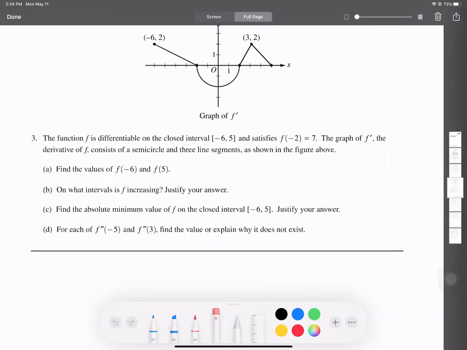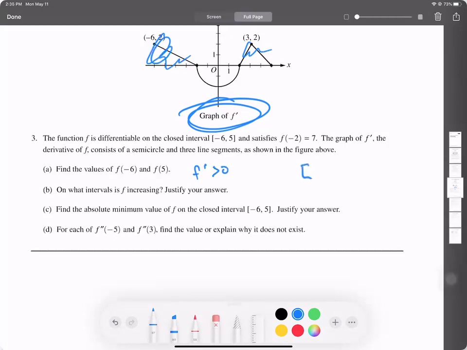Okay, on what intervals is f increasing? Increasing specifically is when f prime is greater than 0. Since this is f prime already, those are positive. F prime is greater than 0, that's why it's increasing. That's it, easy as that. Whether you do this or this, it doesn't matter because 0 is neither positive nor negative. Okay? I've seen it in both.